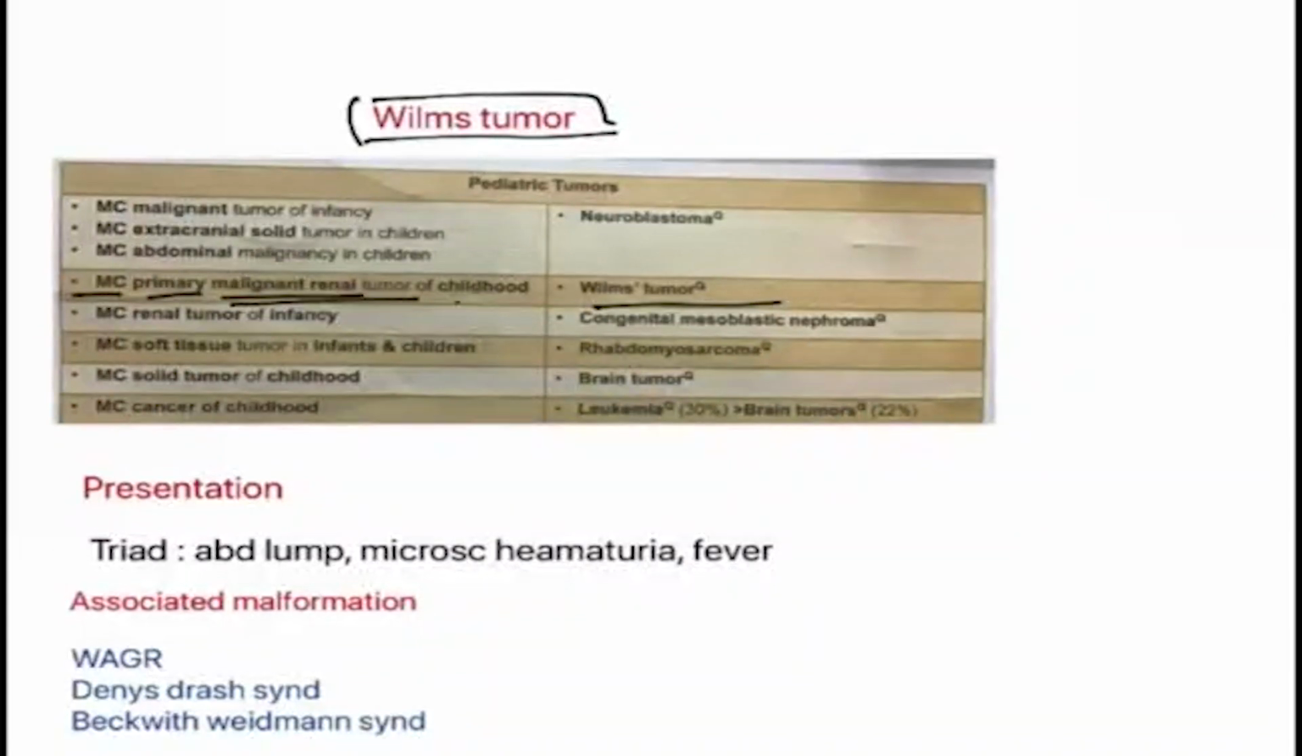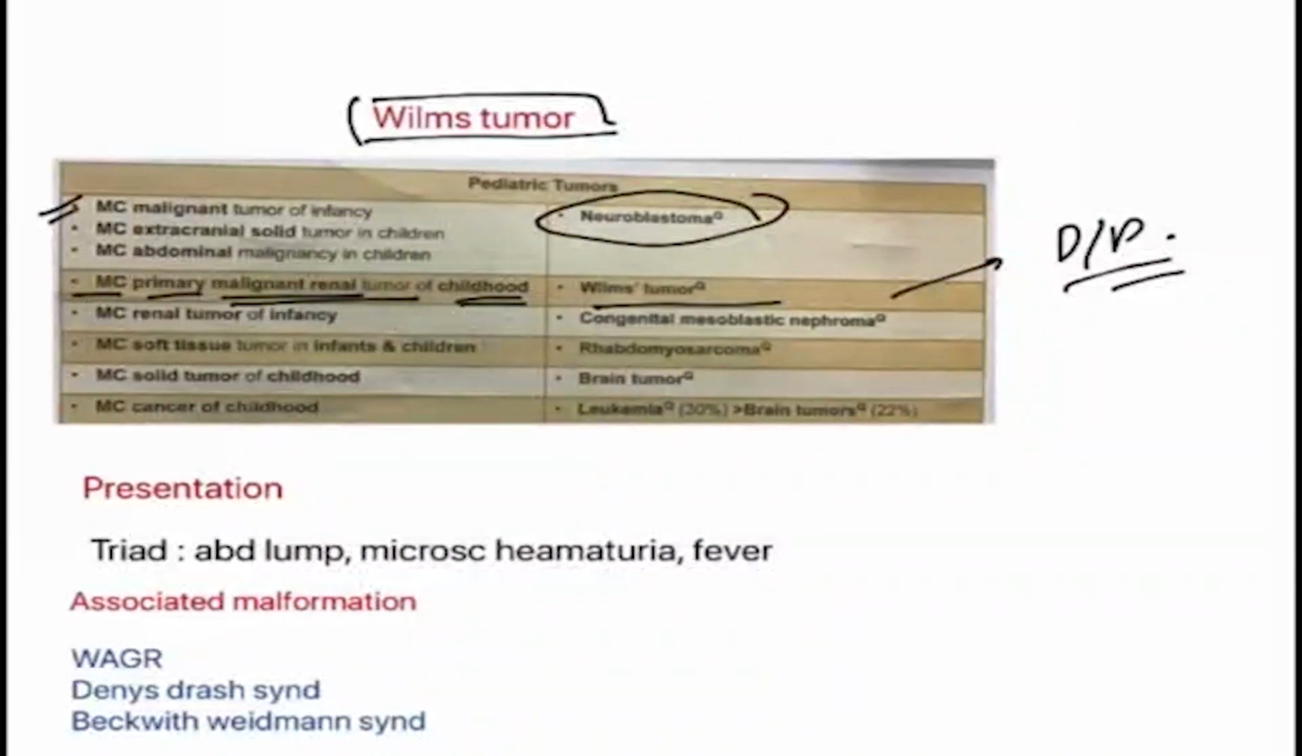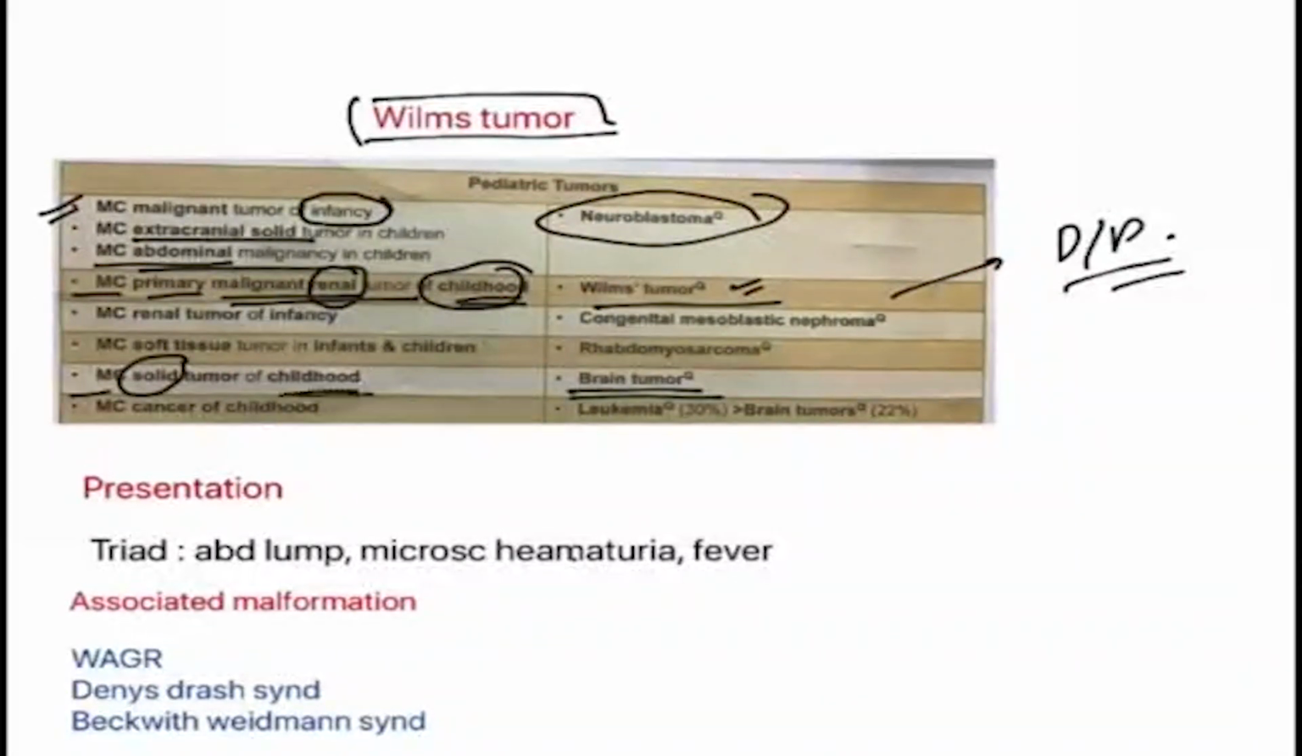Now coming to the Wilms tumor. So Wilms tumor is the most common primary malignant renal tumor of childhood. The most common differential diagnosis of Wilms tumor is neuroblastoma. Neuroblastoma is the most common malignancy of infancy, and most common extracranial solid tumor, most common abdominal malignancy. But the Wilms tumor is the most common renal tumor in childhood, not infancy.